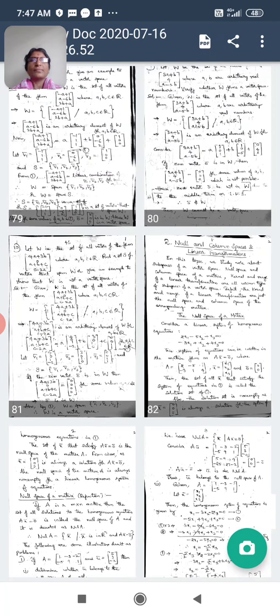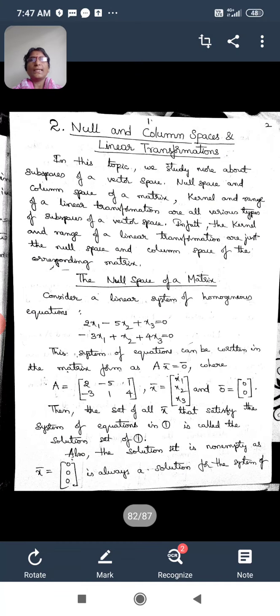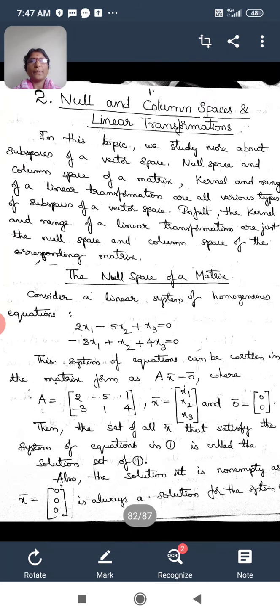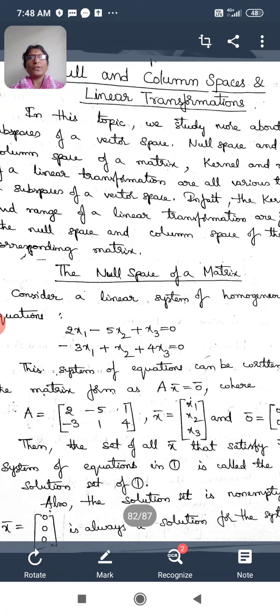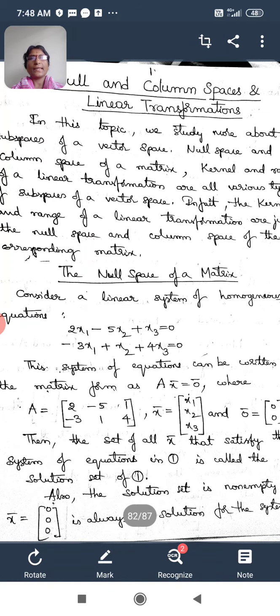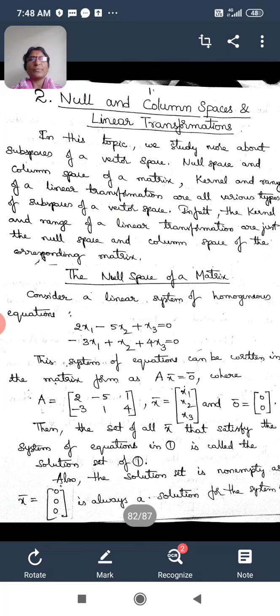So far, we have seen what is a linear combination, what is a span, and now it is null space and column space. These are also subspaces of a vector space, and this topic also includes linear transformations, wherein we can have two more subspaces. They are the range and kernel of the linear transformation.